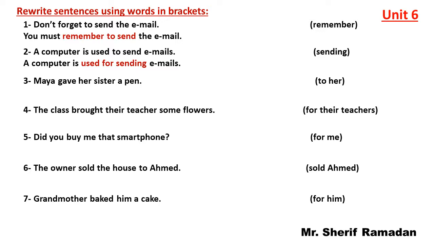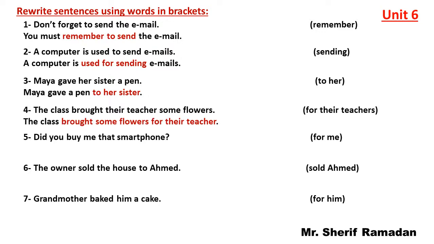Maya gave her sister a pen. استخدم to her، يبقى هنا هعيد ترتيب المفعولين اللي موجودين في الجملة. بقول Maya gave a pen المفعول الأول أو المفعول المباشر، وبعدها to her sister المفعول الغير مباشر سبقه حرف جر to. The class brought their teacher some flowers. استخدم for their teachers. How the class brought some flowers for their teacher.